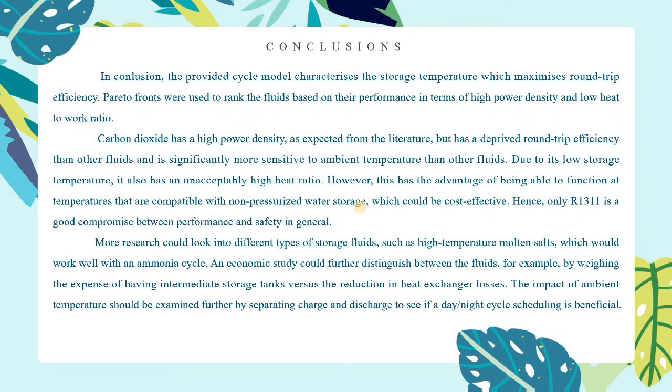More research could look into different types of storage fluids, such as high temperature molten salts, which would work well with an ammonia cycle. An economic study could further distinguish between the fluids, for example by weighing the expense of intermediate storage tanks versus the reduction in heat exchanger losses. The impact of ambient temperature should be examined further by separating charge and discharge to see if day and night cycle scheduling is beneficial.